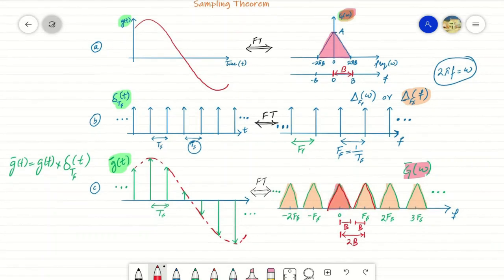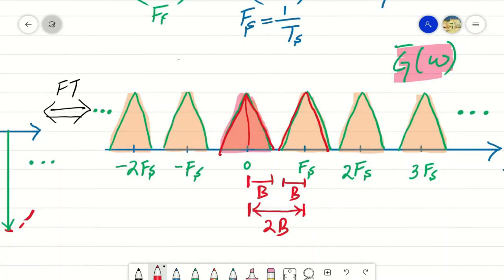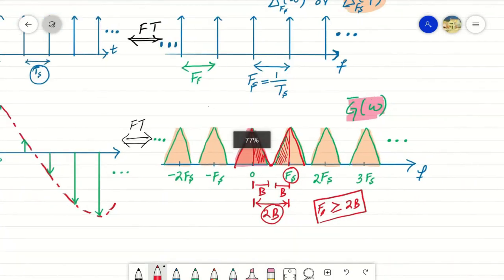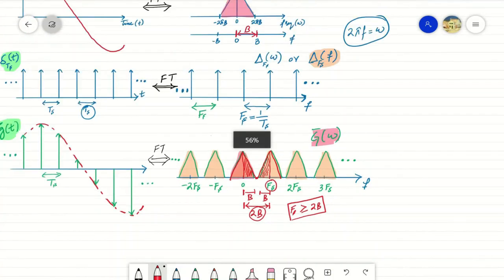That is, to ensure no overlap, as the band of g of omega is B Hz, this no overlapping can only be ensured if the frequency fs is set at least 2B Hz. So we can draw this conclusion from this graphical representation: fs must be equal to or greater than 2B Hz, where B was the bandwidth of the given continuous signal g of t.